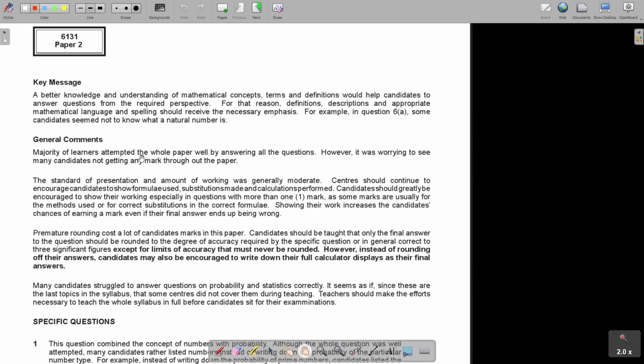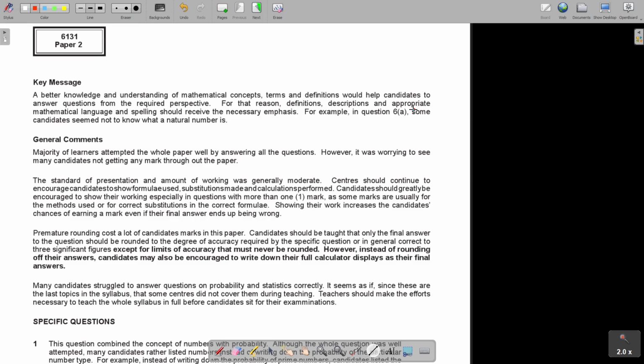Okay. So you can read everything that they say here, and I'm maybe going to just underline. A better knowledge and understanding of mathematical concepts, terms, and definitions would help candidates to answer questions from the required perspective. For that reason, definitions, descriptions, and appropriate mathematical language and spelling should receive the necessary emphasis.